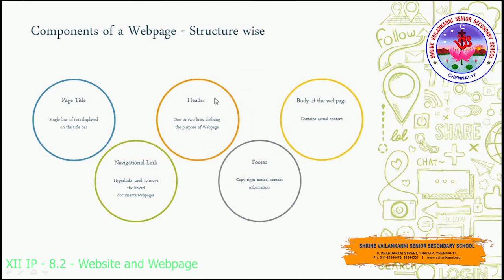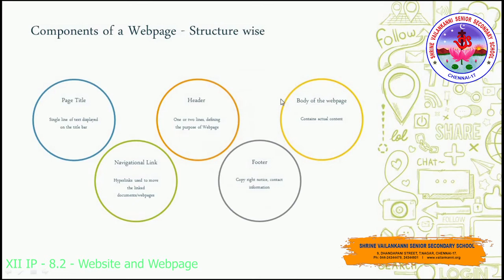Next one is the header. That is one or two lines of information defining the purpose of the web page, normally the headings. And the body of the web page contains the actual content, the data about the website or web page. Then the navigational link. Hyperlinks are used to move to documents or web pages. Each web page contains some hyperlinks that take you from one page to another. That is called a navigational link.